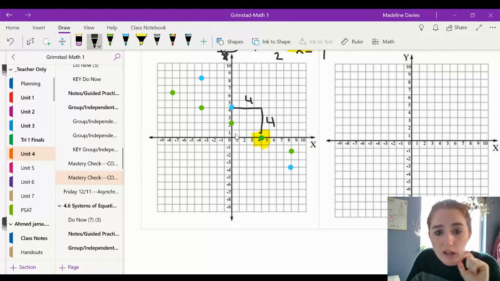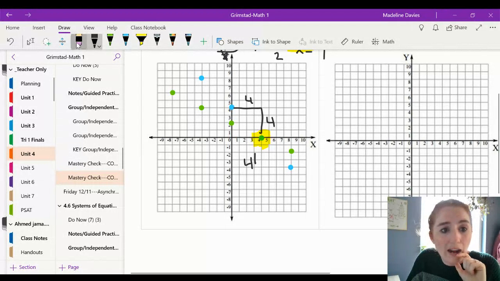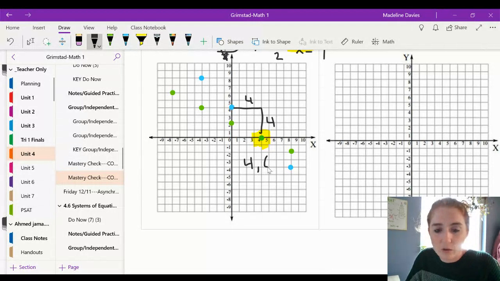I know that I need to first count on the x-axis. So I do 1, 2, 3, 4. And then how high up or down do I go on the y-axis? Well, I don't go at all because it's on the x-axis. So it's (4, 0). And that is our answer.